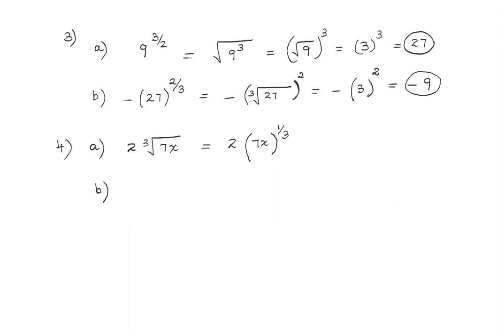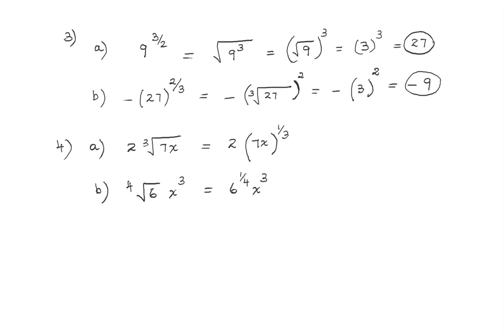And b, I have 4th root of 6, and then this x to the power 3 is staying outside. So I can write 6 to the power 1 over 4 times x to the power 3. And this is not radical.